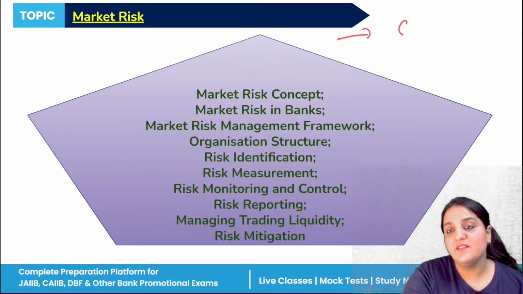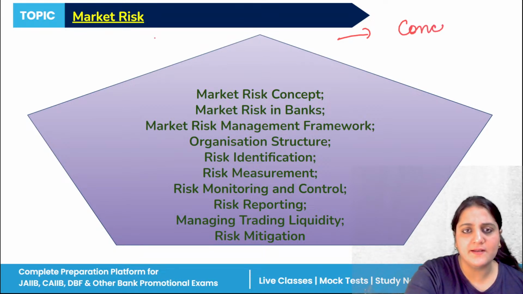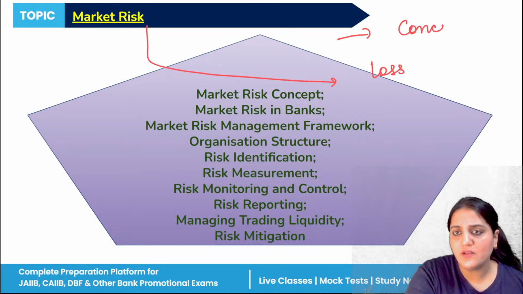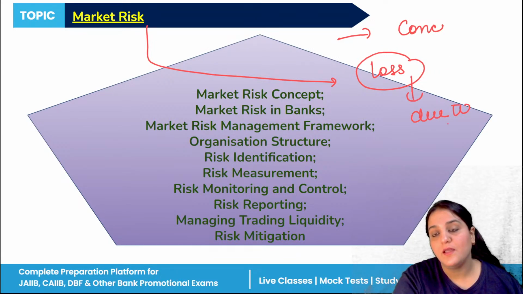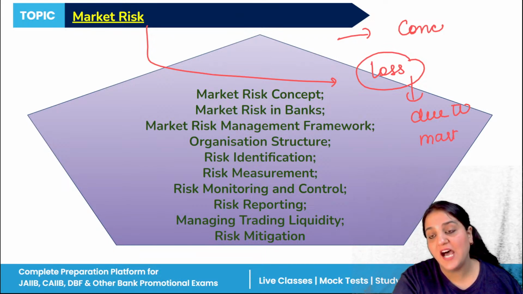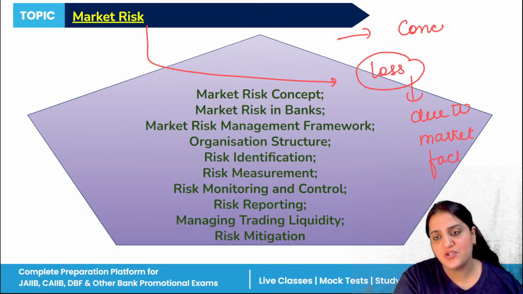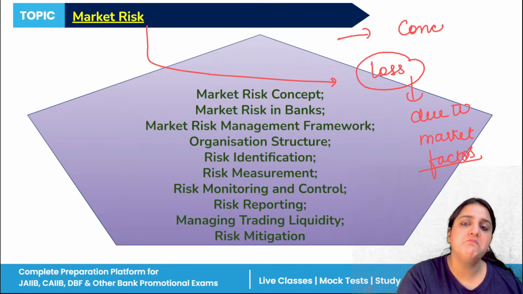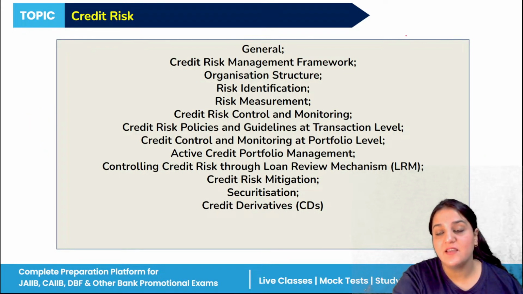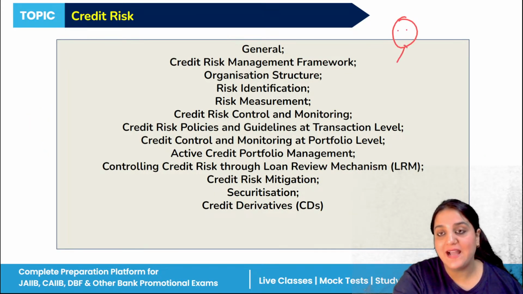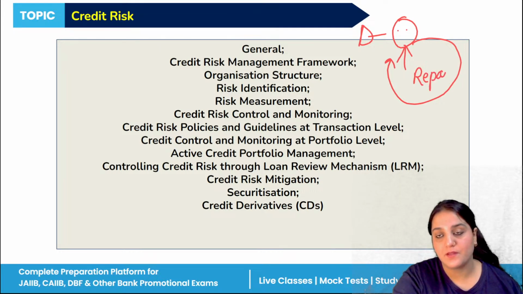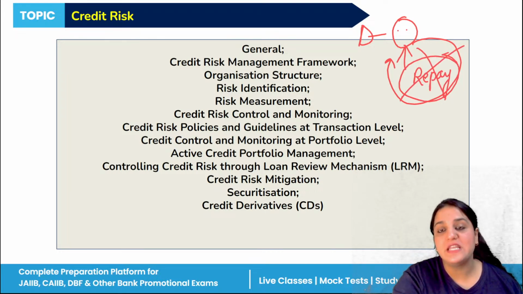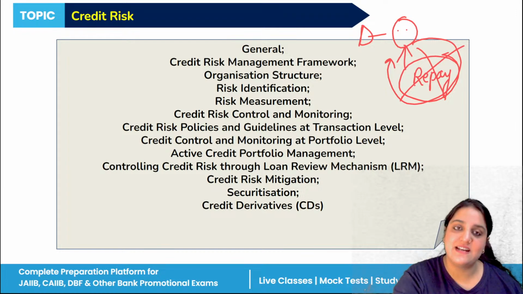Market risk, where you will see the concept of market risk. What is market risk? Market risk is when there is a loss due to market factors, unfavorable market factors. The situation of loss is called market risk. Okay. Credit risk: when the bank gives a loan to the borrower, but the borrower fails to repay the loan. That is called credit risk.